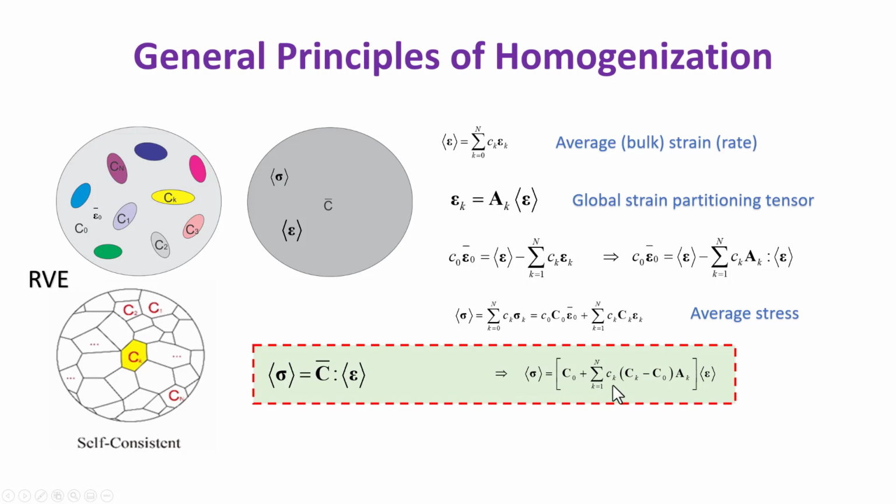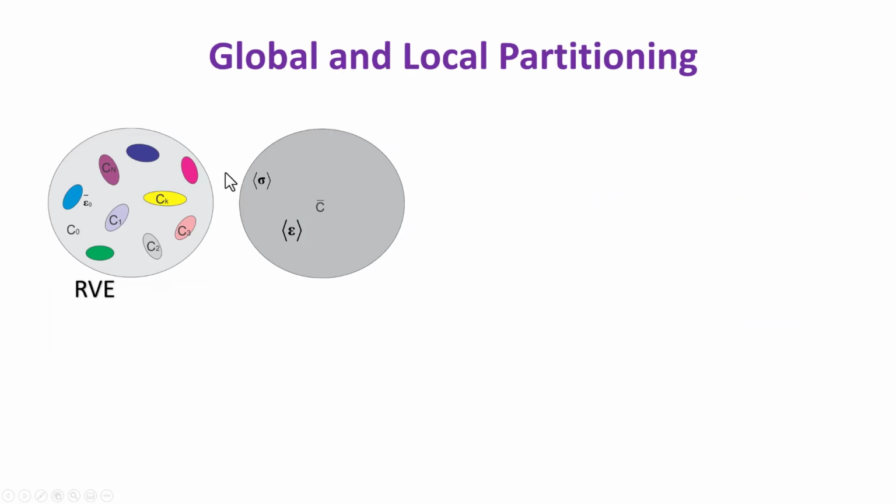Now compare these two relations. So we immediately find that the effective stiffness is this package. That is, we got an expression for the effective stiffness of the material as a function of the properties of the constituents. The only unknowns here are the strain partitioning tensors for all the elements, A_k. So depending on how we compute these A_k terms, we have different homogenization methods.